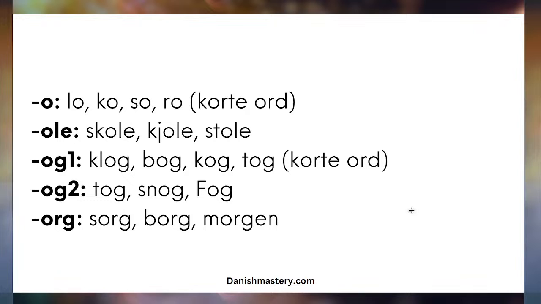Then we're moving on to O. Yeah, to O. So what we got here? Well, we got something here with the O. It's the very simple one syllable O. Like lo, ko, so, ro. And I wrote a little note here in short words. Korte ord means short words. Yeah. Lo, ko, so, ro.